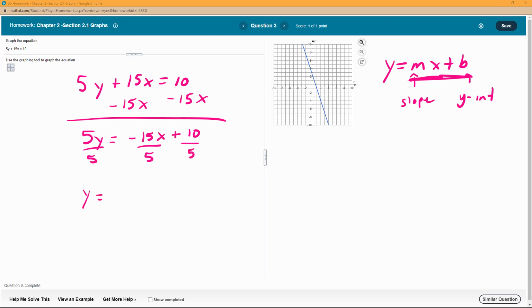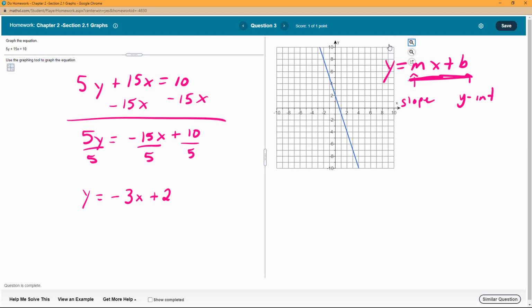So I ain't even got to pick up my calculator. 5 goes into 15, that's negative 3. Look at there, did that all by myself, plus 2. Again, if you watched the other video, you already knew the y-intercept was at 2.